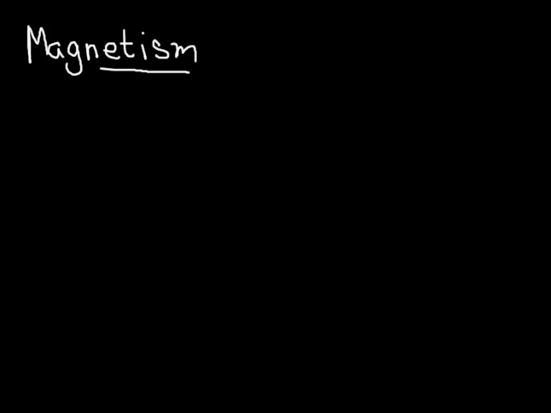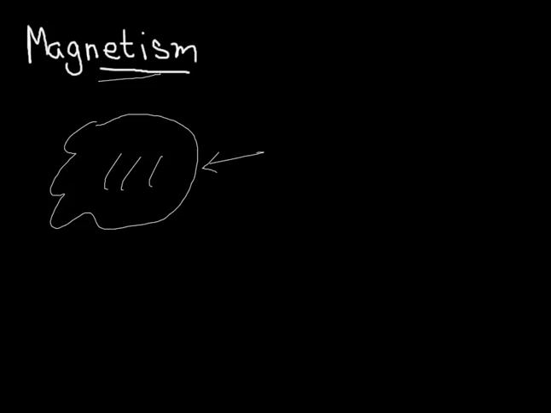Today I am going to talk about magnetism. In the 5th century BC, the Greeks already knew that there are some rocks that attract beads of iron and iron nails towards itself.